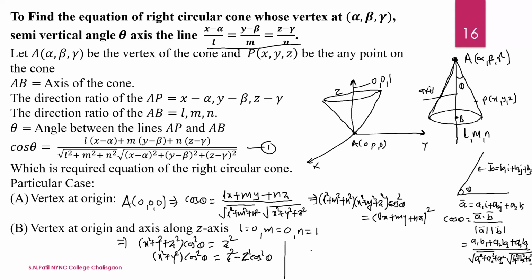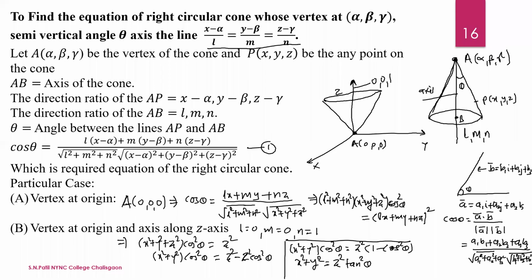So here we take z square common, and on the left-hand side what remains? (x square plus y square) into cos square theta, and if we take z square common, 1 minus cos square theta, and we know 1 minus cos square theta is sin square theta, and dividing by cos square, sin square upon cos square is tan square. We get x square plus y square is equal to z square into tan square theta. So this is the second particular case, where the vertex is at the origin and the axis is the z-axis.